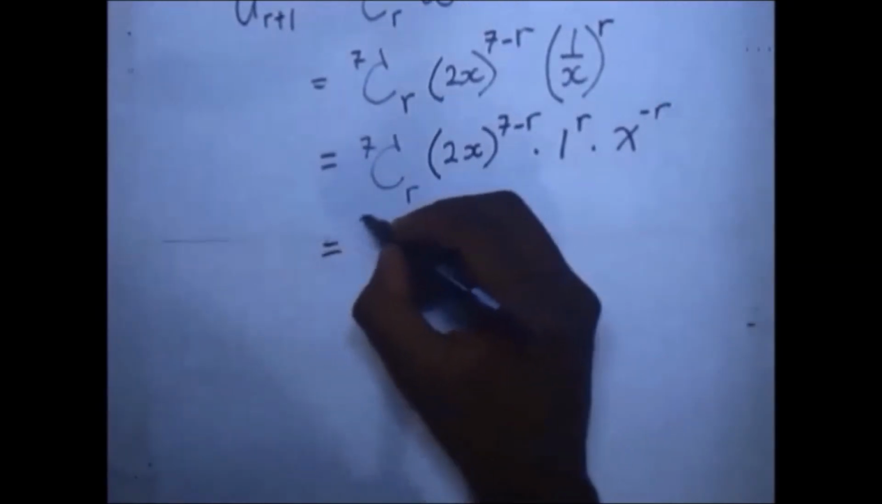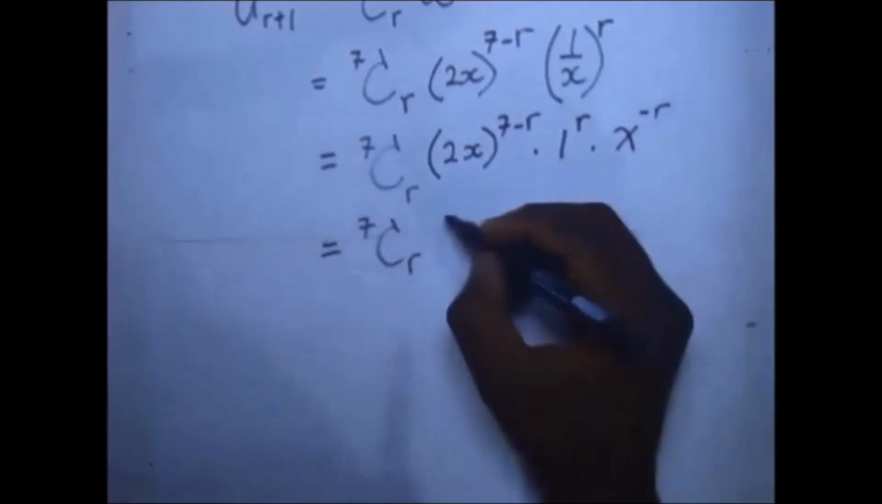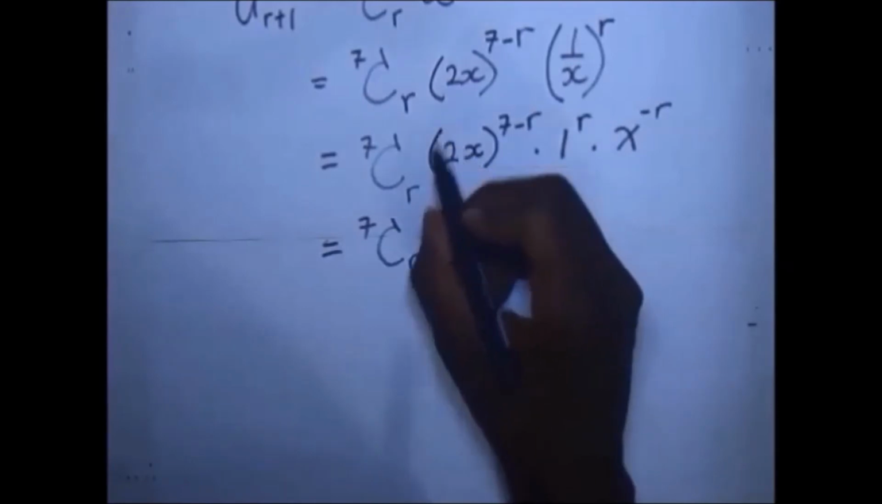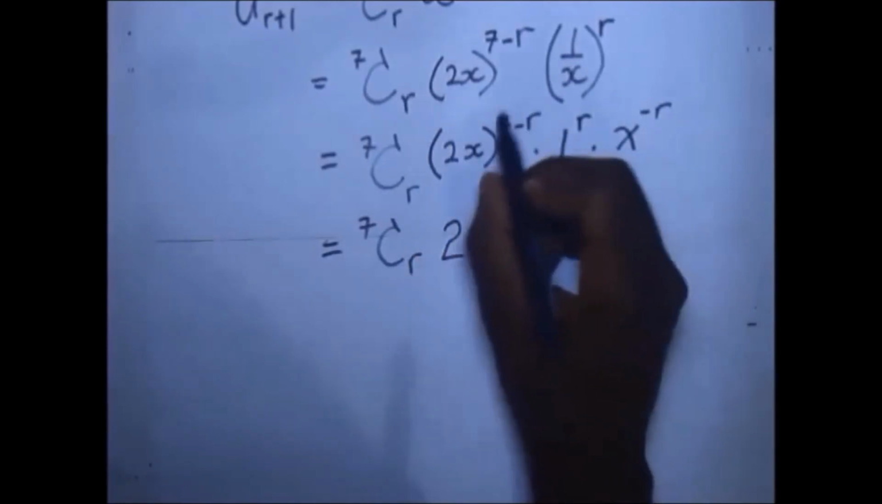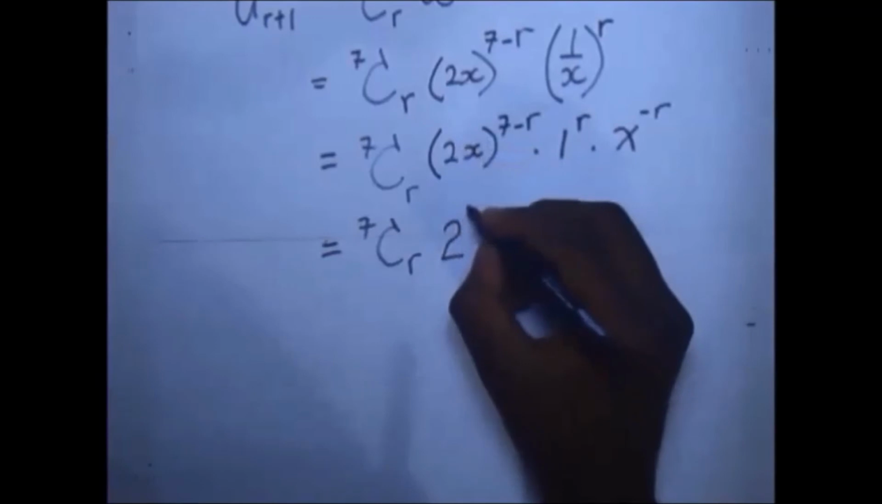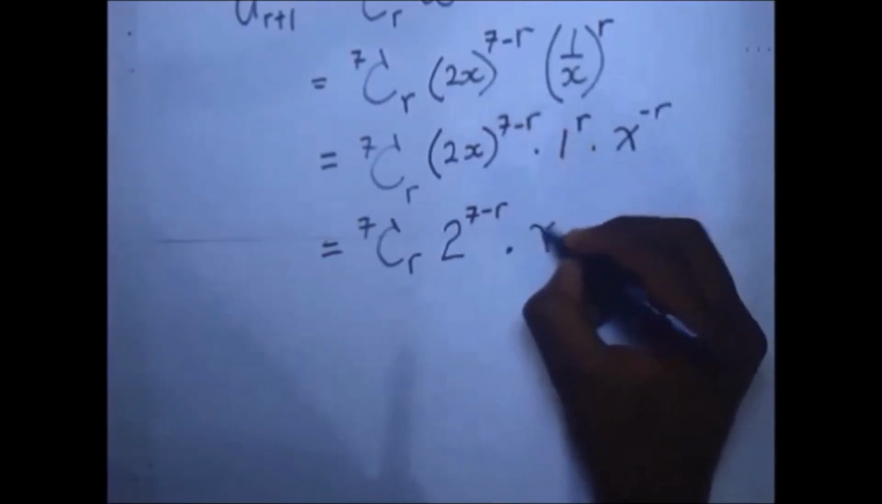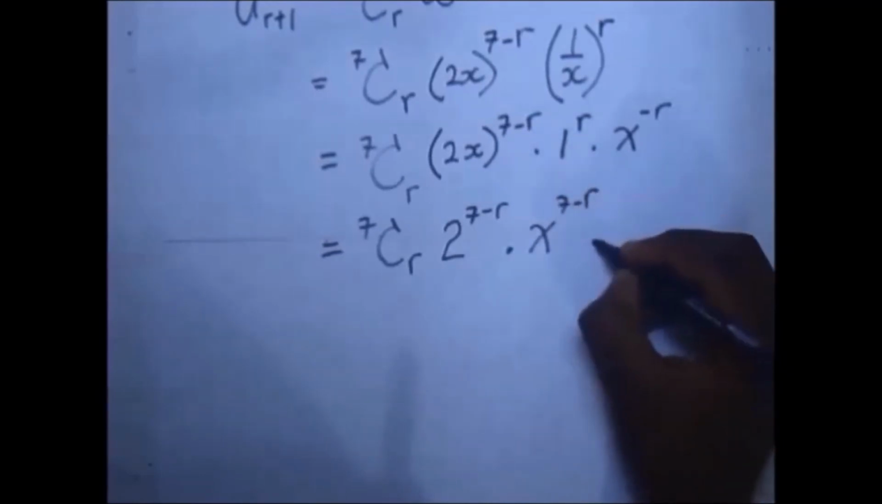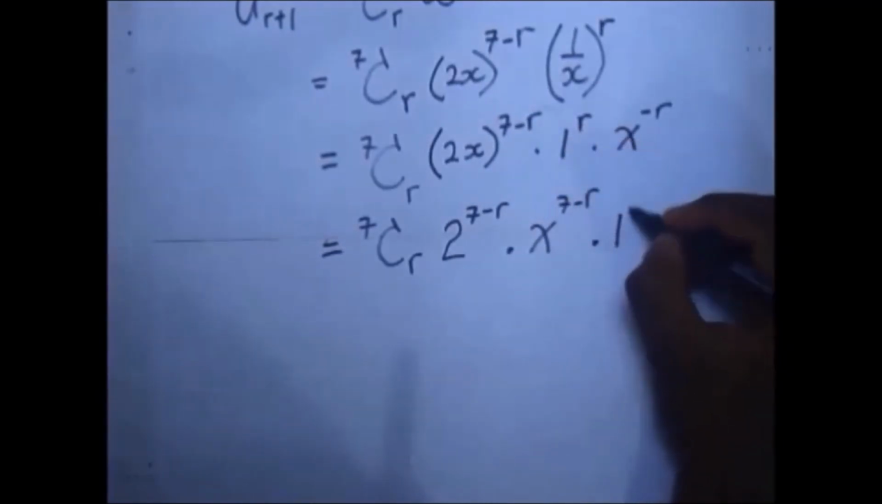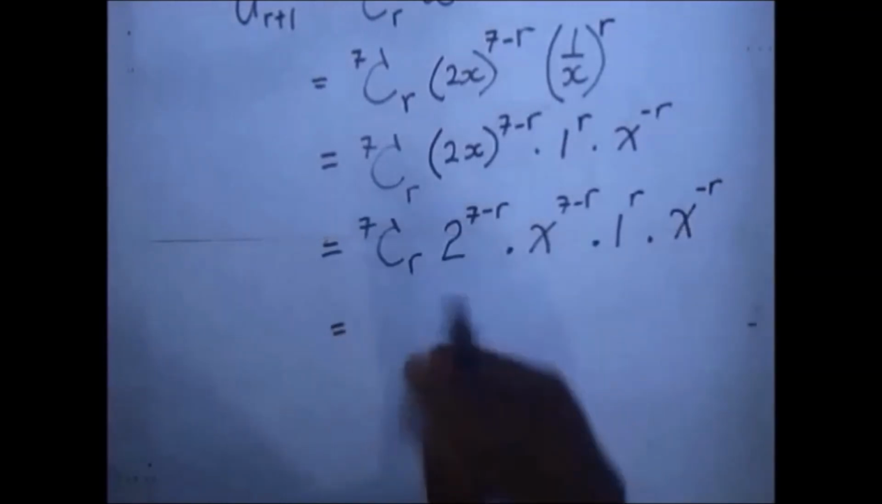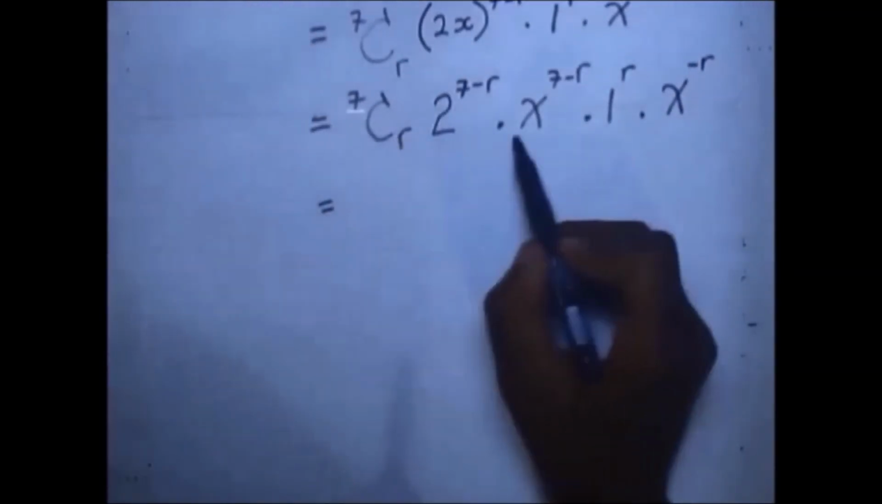Let's continue simplifying. This is going to become 7 combination r times 2 to the power 7 minus r, as in this is 2 times x, all this is to the power that. So it's the same as saying this to the power that, 7 minus r, times x to the power 7 minus r, times 1 to the power r, times x to the power negative r. So we group up all the values of x together and the rest together.